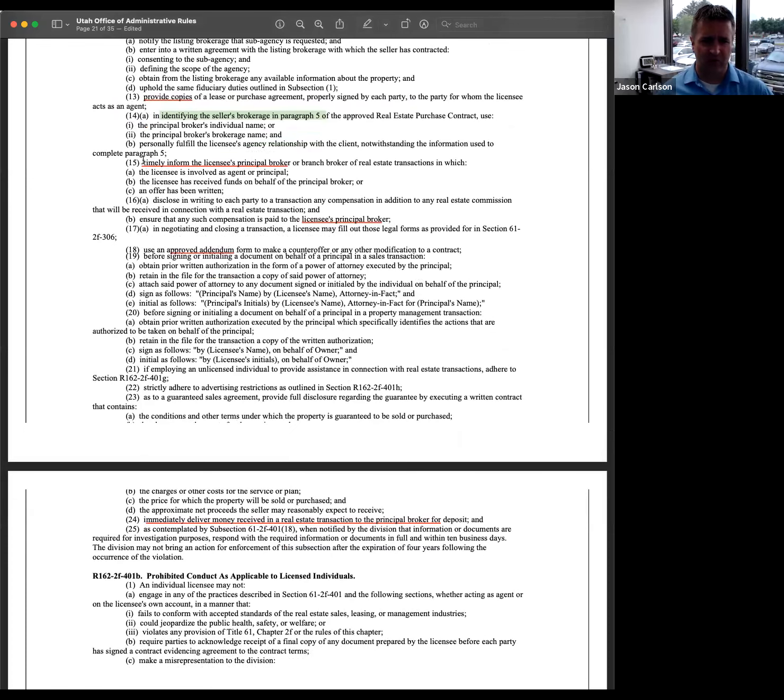Number 15, timely inform the licensee and the principal broker about the transaction. The key here is timely inform. The way we do that is through Loop. In the far top right corner is a Submit for Review. Whenever you submit for review, the office goes through and looks at them. We have too many loops being made every day to look at every loop that is created, so you've got to go in and submit your information.